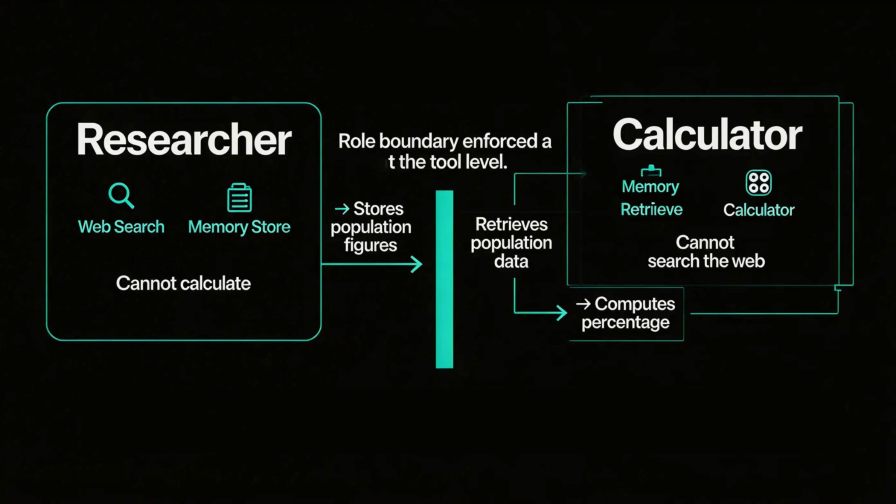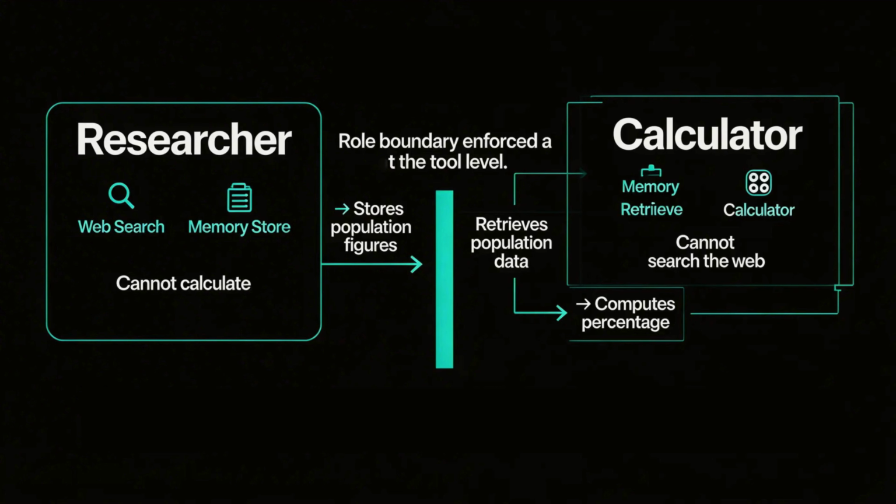So what if instead of one agent doing everything, you had two agents, each with a specific role, specific tools, and no access to anything outside their job? A researcher whose only job is to find population figures and store them. They have a web search tool and a memory store tool. They cannot calculate. That is all their job is.